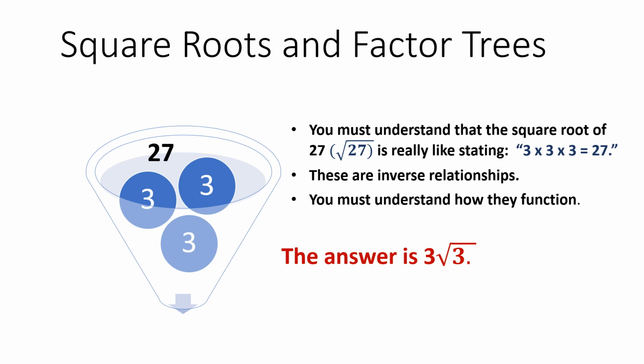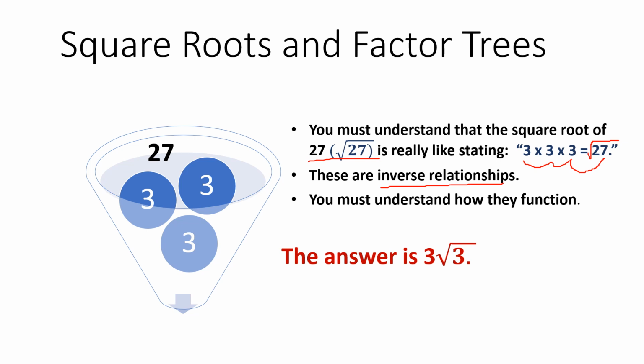You have square roots and factor trees. You must understand that when you're doing the square root of 27, this is the radicand and it's written like that. It's really like stating 3 times 3 times 3 equals 27. So if you see this, they're inverse relationships. If you put the square root over here and go backwards, you'd be saying 3 times 3 times 3.